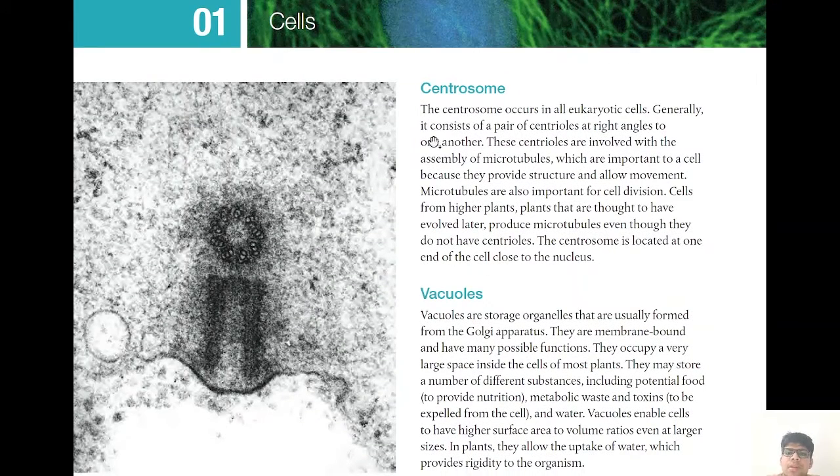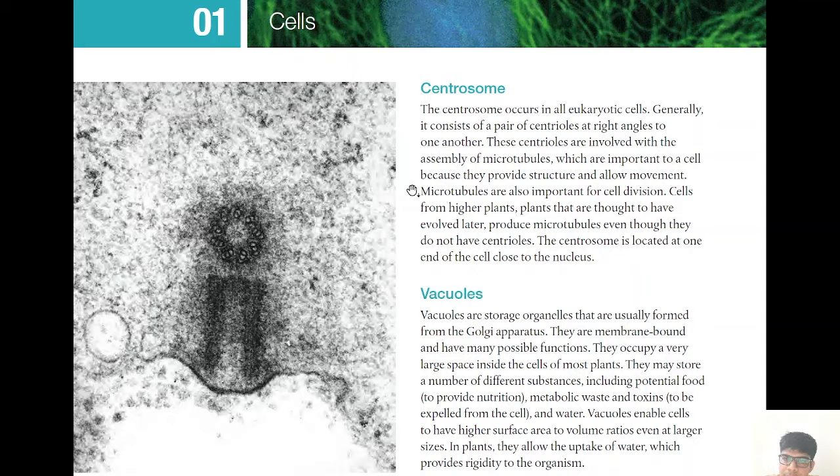So here we have the centrosome. The centrosome occurs in all eukaryotic cells. Generally, it consists of a pair of centrioles at right angles to one another. These centrioles are involved with the assembly of the microtubules, which are important to the cell because they provide structure and allow movement. The microtubules are also important for cell division.